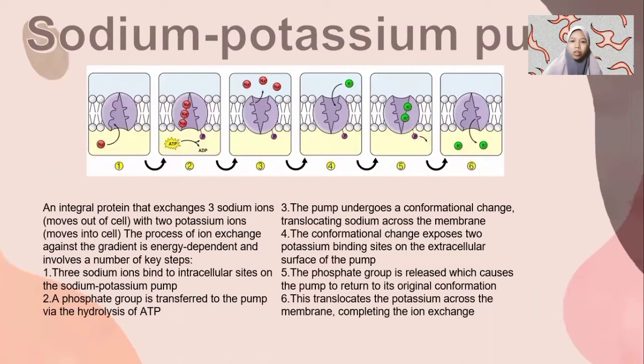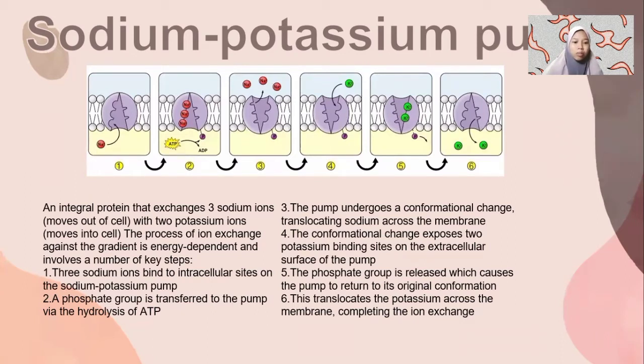Assalamualaikum warahmatullahi wabarakatuh. So I want to present about sodium-potassium pump, an internal protein that exchanges 3 sodium ions, which move out of the cell, with 2 potassium ions that move into the cell. The process of ion exchange against the gradient is energy dependent and involves a number of key steps.